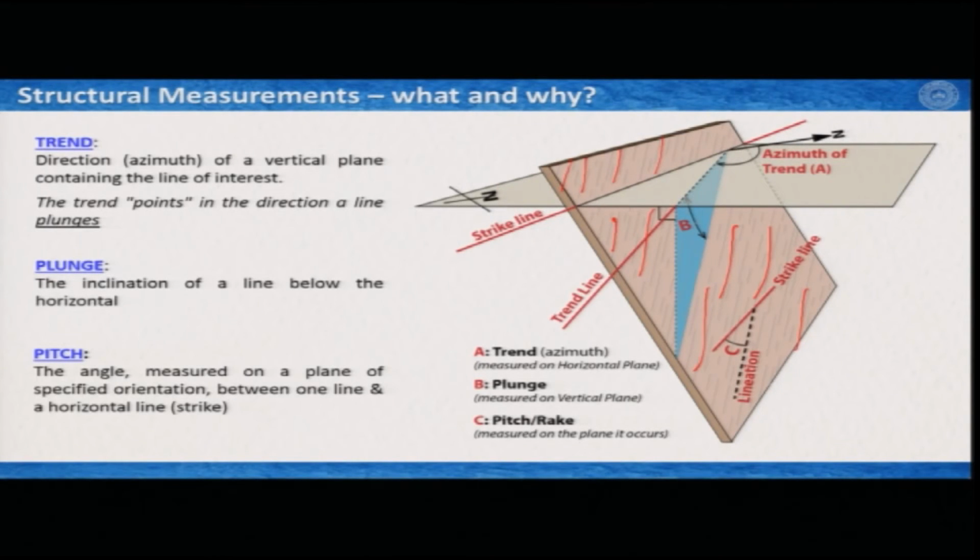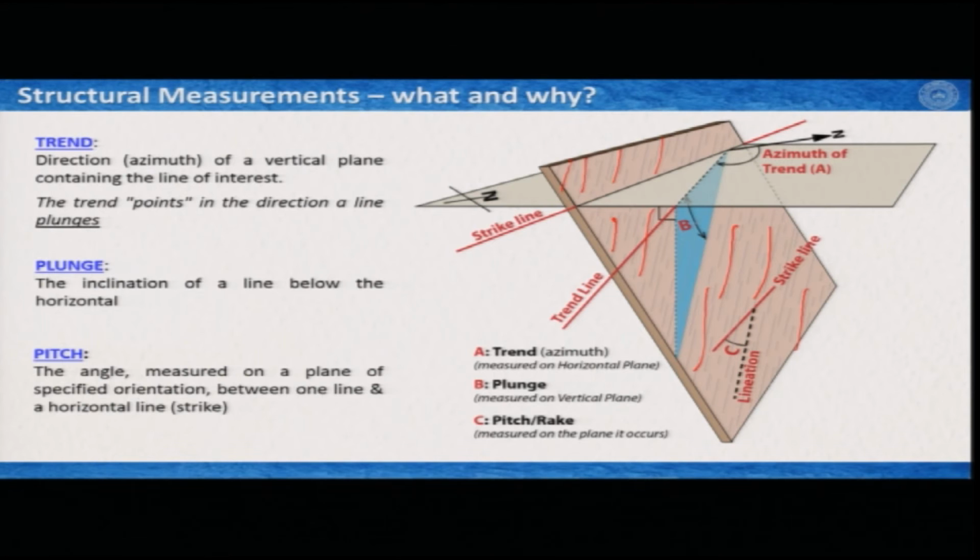azimuth of a vertical plane containing the line of interest, or the trend points the direction a line plunges. The plunge is the inclination of a line below the horizontal, and pitch is the angle measured on a plane of a specified orientation between one line and a horizontal line. This horizontal line is essentially the strike.